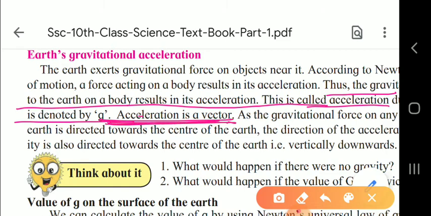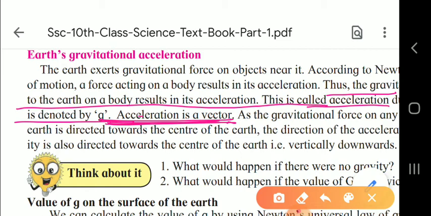Now you know two types of quantities you have studied, vector and scalar. Scalar quantities are those where we know only the magnitude but no direction. Vector quantities are those where we should know the direction as well as the magnitude. For example, a car is moving toward the east at 10 kilometers per hour. So this is a vector quantity. So here also, acceleration is a vector quantity.